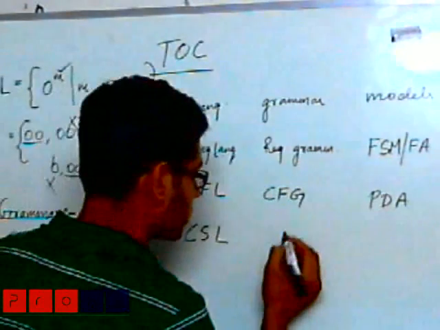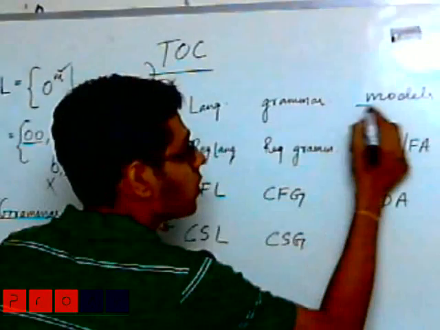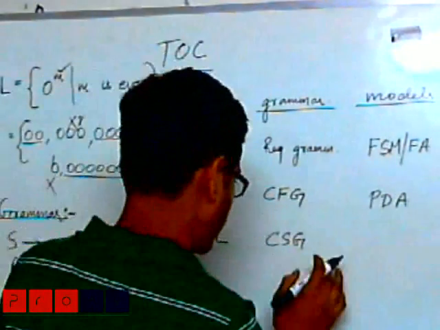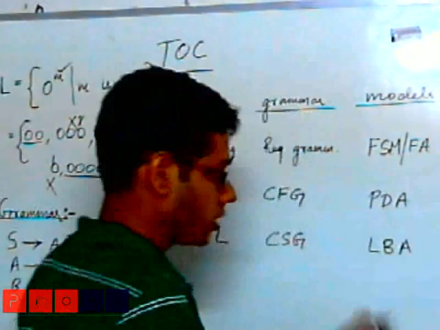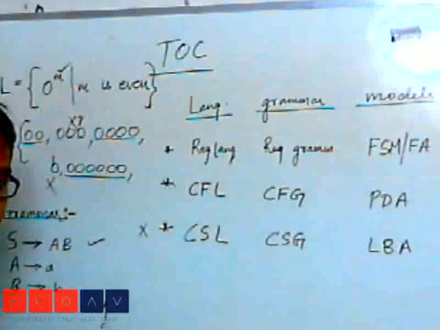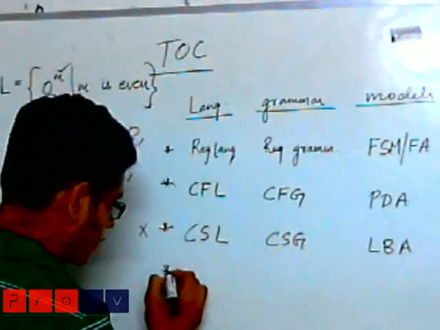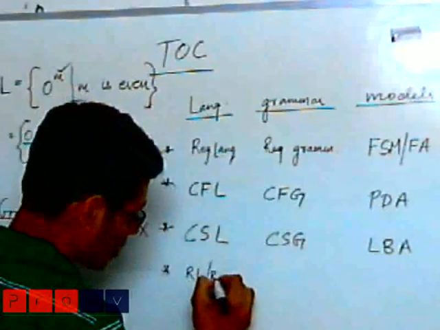Context-sensitive language. The grammar corresponding to this is called context-sensitive grammar. The model corresponding to this is called LBA, linear bounded automata. Don't worry about this. They are not going to ask you to design an LBA. They are going to ask you this or this.